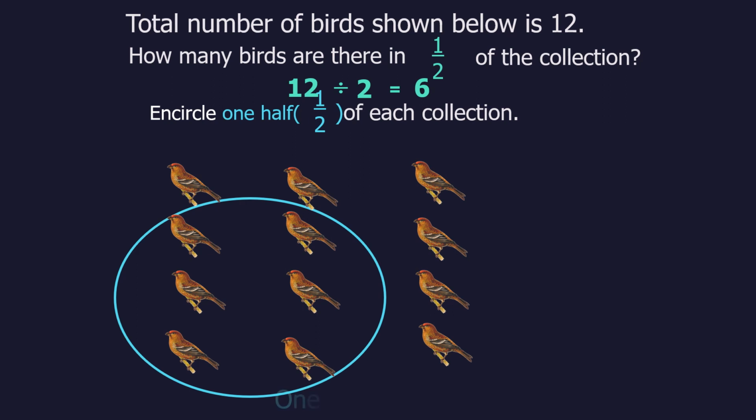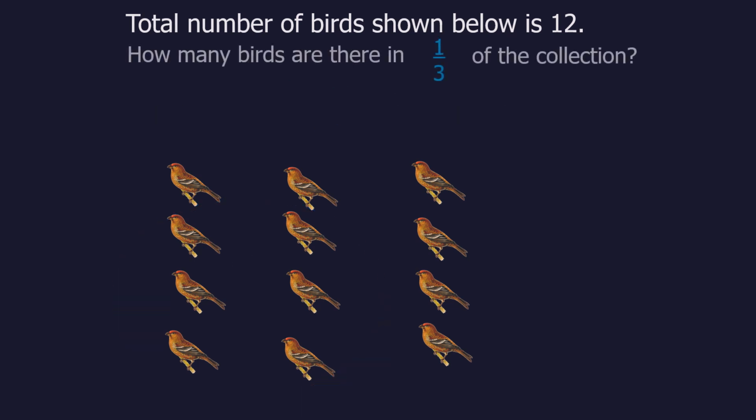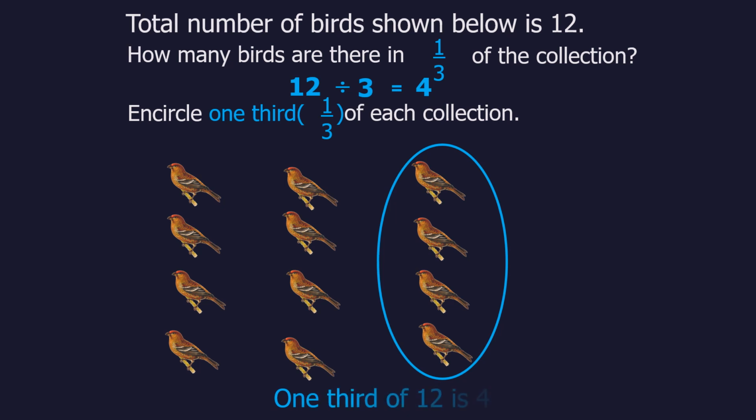Now how many birds are there in 1/3 of the collection? So how will you find 1/3? We should divide the total number by 3. That is 12 divided by 3 equal to 4. So each part will have 4 birds. So 1/3 of 12 is 4.